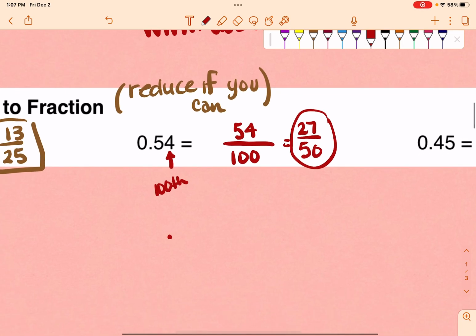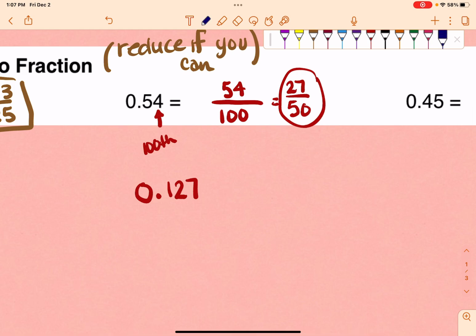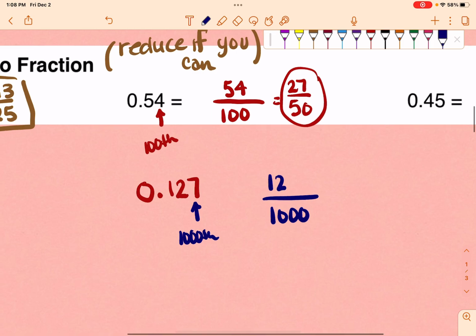Okay, so let's take a look at one more maybe that's not on here. So what if I have this? 0.127. So I look for the last spot, that's in the hundredths. So it's 100 or 1,000, excuse me, on the bottom. So it's in the thousandth spot. And then it's 127 on the top.